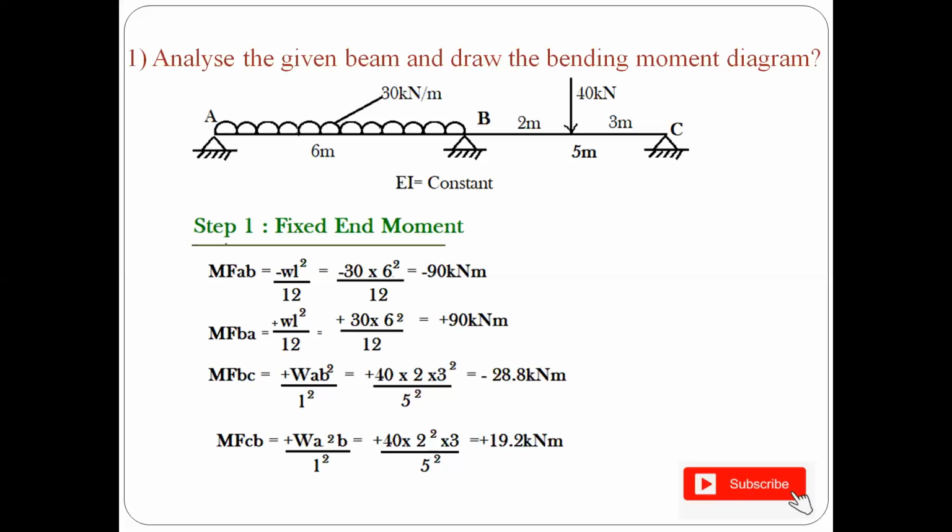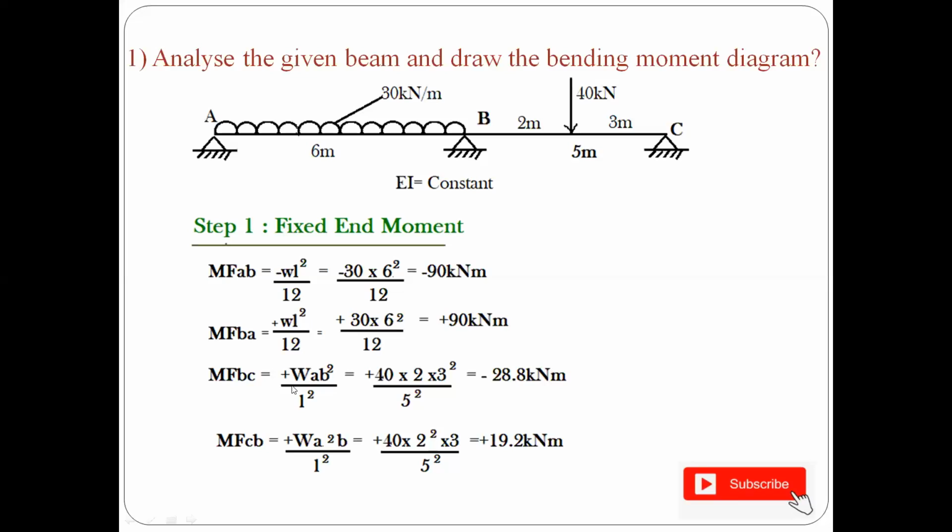I have many other videos which will elaborately tell you how you got this value. Again, you can put a comment in the comment box so that I'll make a new video regarding how these values came. Now, when you calculate, the load is 30 and the span is 6, so you're going to get the fixed moment as minus 90 and plus 90 kilonewton meter for the spans AB and BA. Similarly, we are going to find it for the span BC and CB.